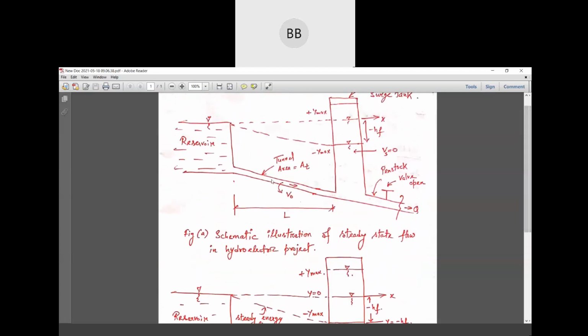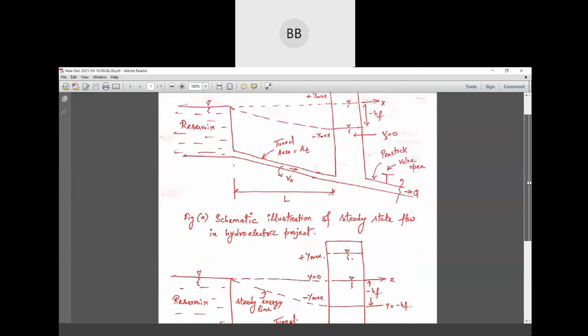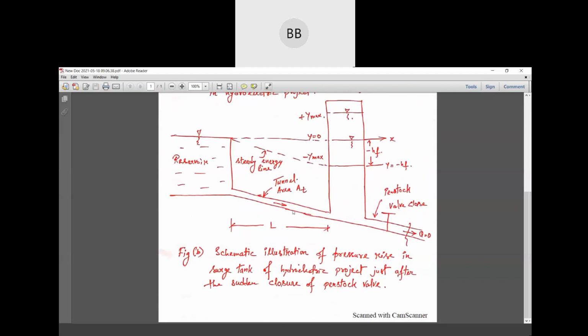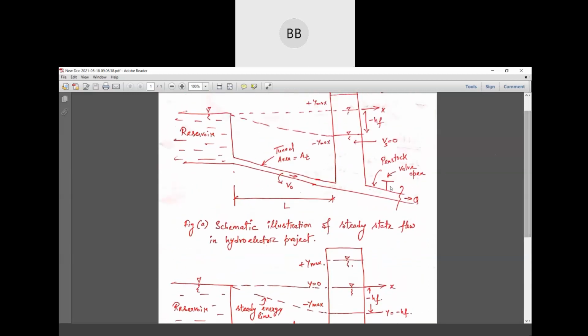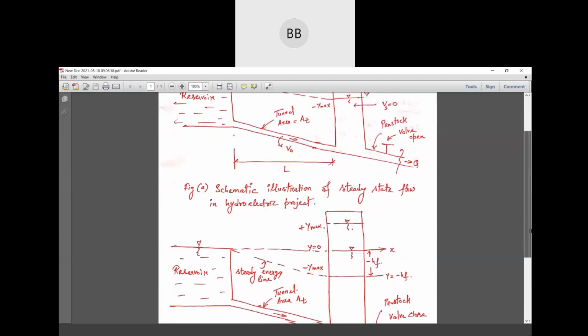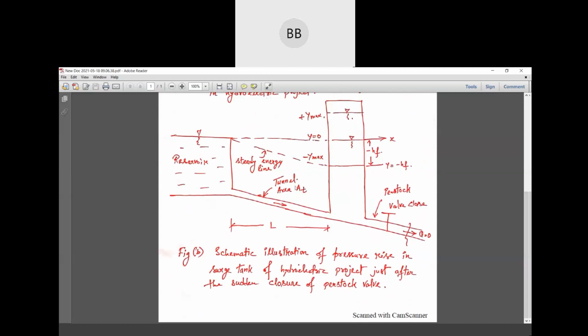So in the first case, when you see here in the tunnel, we have a velocity of V naught. When you close the valve, the velocity changes here, so don't write V naught. Understood? Here the valve is open, so at that time your velocity in the tunnel is V naught and the area is A suffix T. The cross sectional area will be the same, but when you close the valve, your velocity changes here. So don't write V naught here.